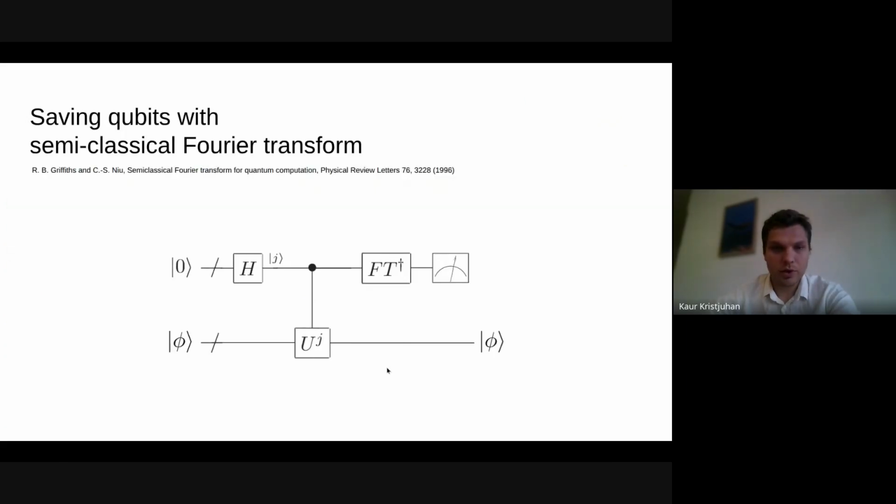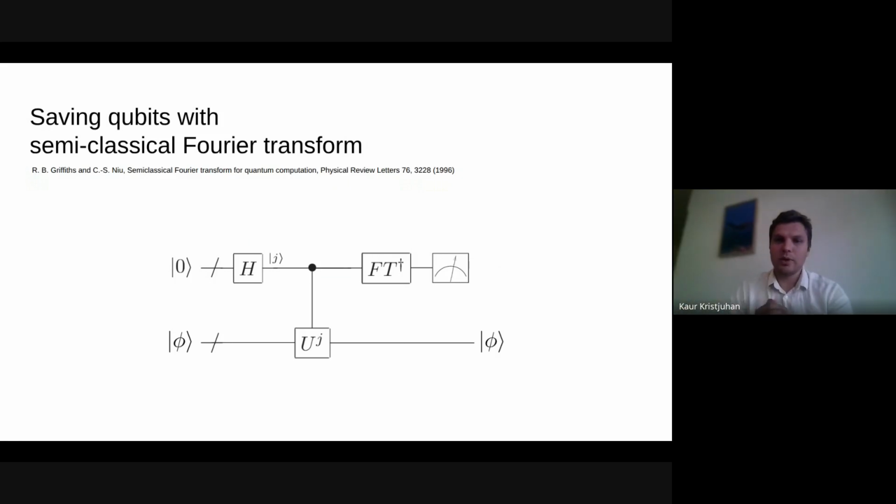So to save qubits, we're going to use a little trick called the semi-classical Fourier transform. Now, the Fourier transform is this part at the end of the circuit, and there is a known quantum circuit for performing the inverse quantum Fourier transform. However, there is a variant of that, and that variant is called the semi-classical Fourier transform. And it achieves the same thing as the quantum Fourier transform that is recommended in a textbook, but what it will do differently is it will perform these measurements qubit by qubit.